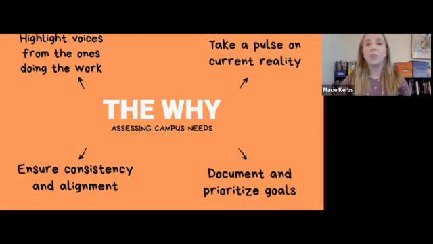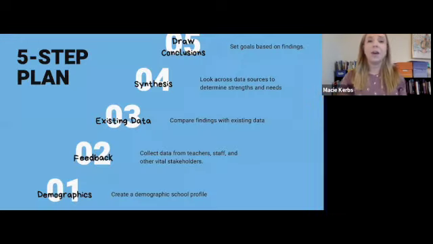So this is something you could do for all areas, but we're going to specifically talk about the literacy element of the needs assessment. So when we're thinking about assessing the needs, there's really 5 steps to do this. The first thing is demographics, and we really want to think about, like, who is our school? What are the students making up our population?